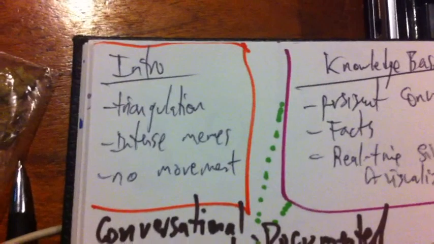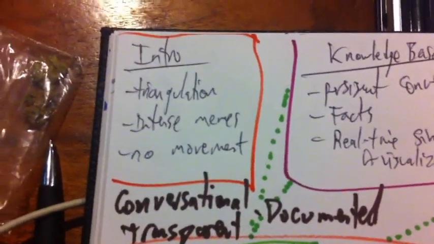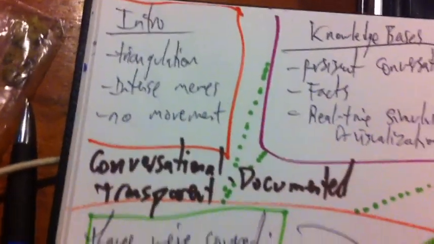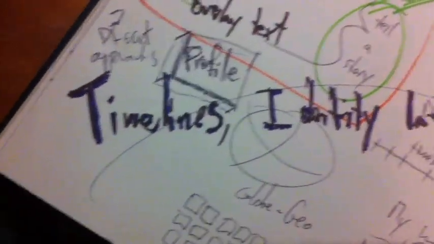We're going to first start off talking about triangulating and connecting all these different things together, and ultimately what we're going to discuss are timelines, identity layers, and digital lifestyle aggregators.